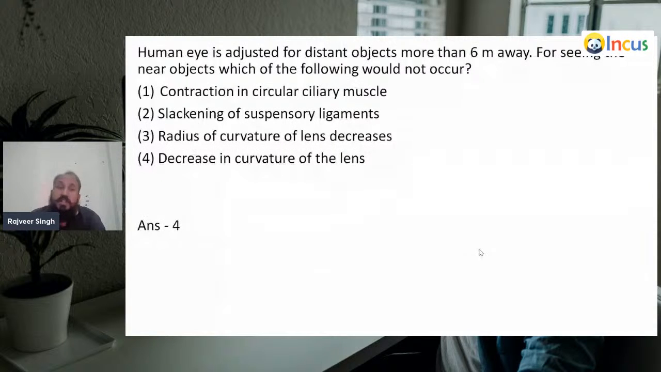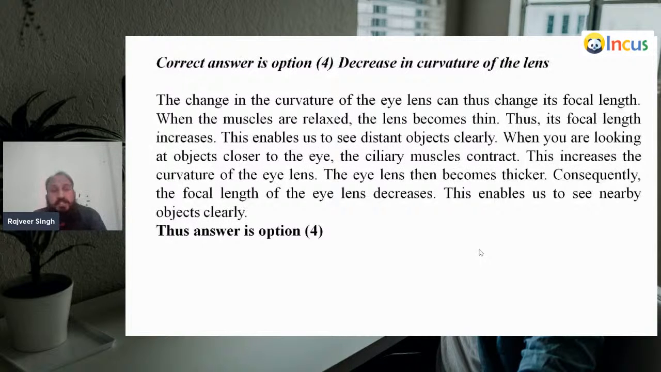This is due to a decrease in the curvature of the lens. So the answer will be decrease in curvature of the lens. The change in the curvature of the eye lens can change its focal length. When the muscles are relaxed, the lens becomes thin and its focal length increases. This enables us to see distant objects clearly.